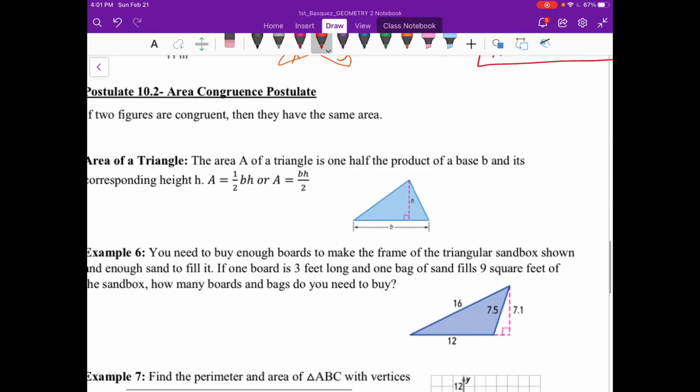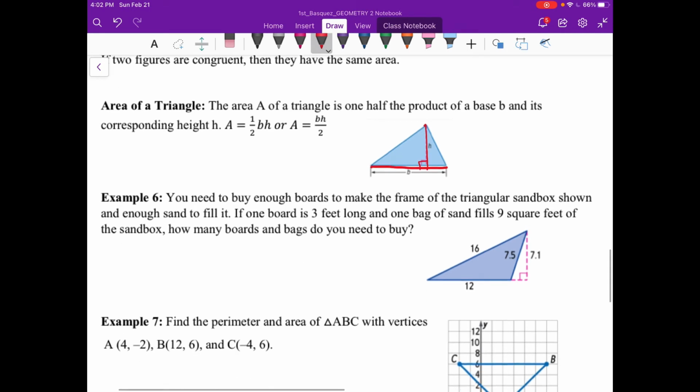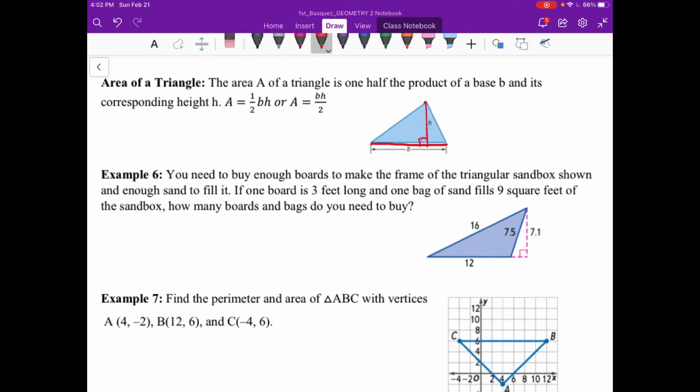All right, now we're going to go on to triangles. In the triangles, we have to also identify the base and the height. Remember, the base and the height need to make that 90-degree angle. They need to be perpendicular to each other. So if you're not seeing a 90-degree angle, you probably need to do a little bit more math to find the height. Okay? So this very first example here, you need to buy enough boards to make the frame of a triangle sandbox shown and enough sand to fill it. So enough sand to fill it is going to give me an idea that I need the area. I need to figure out how much surface it's going to cover.